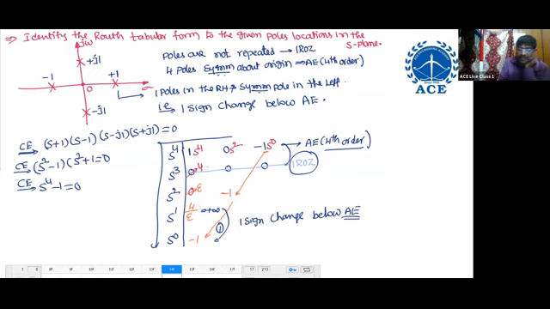For example, I will remove this pole. What should be the expected Routh tabular form? Repeat the above problem.